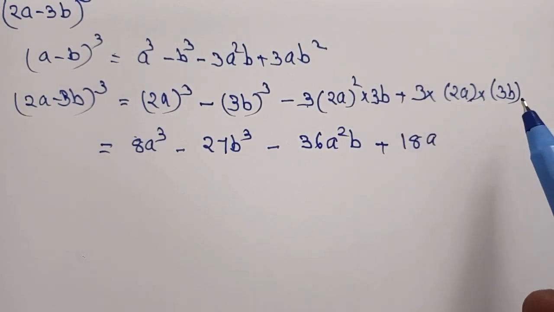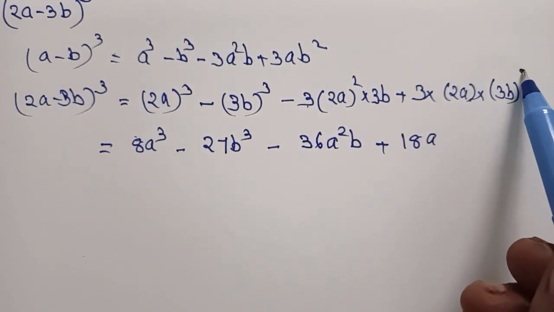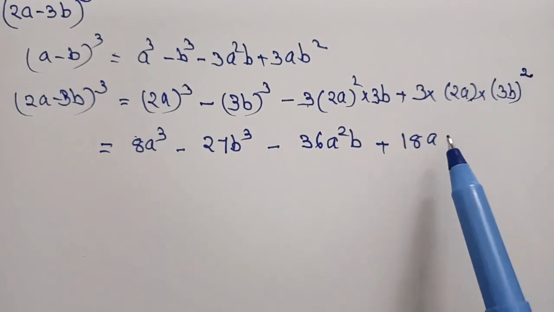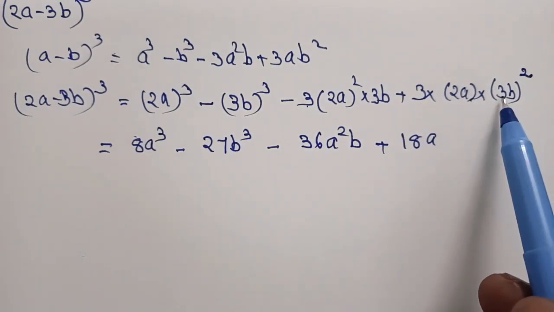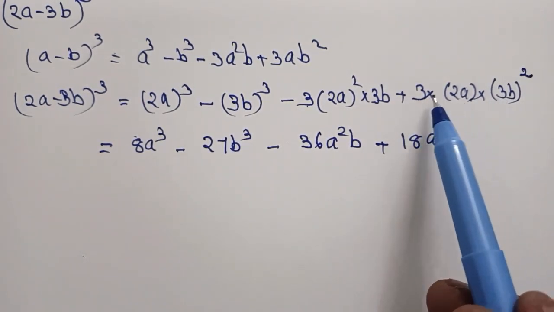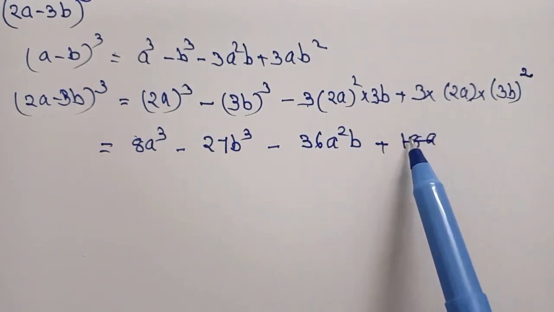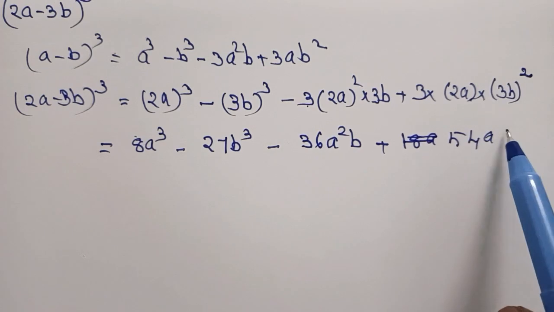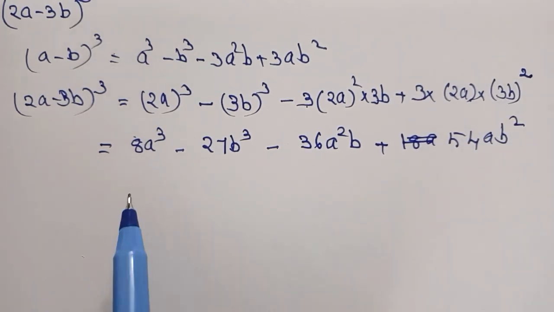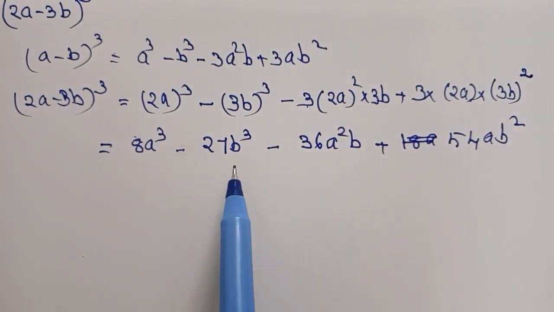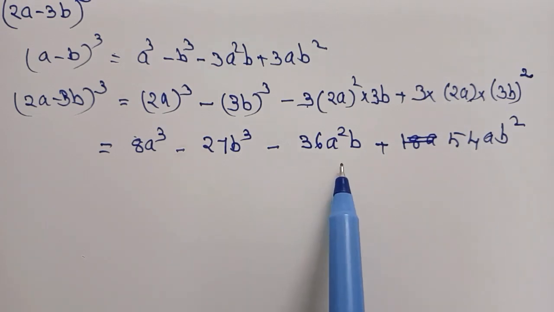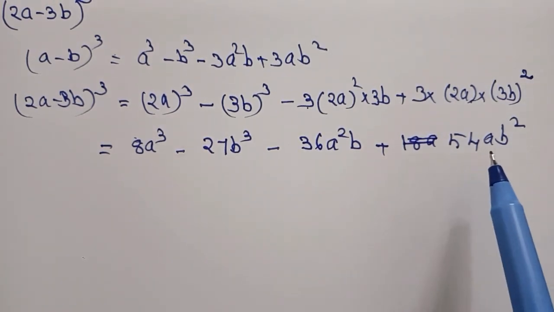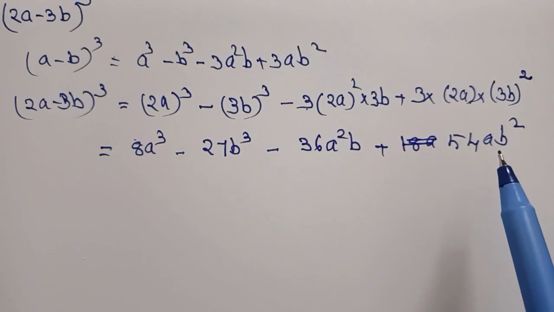18a. Sorry, here it is b². So 3 3s are 9. 9 6s are 54. Sorry, 54a. Here it is b². Okay. 8a³ − 27b³ − 36a²b + 54ab².